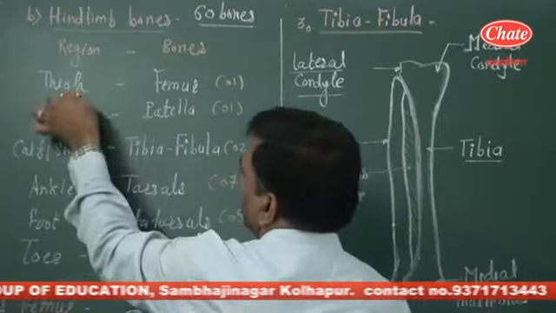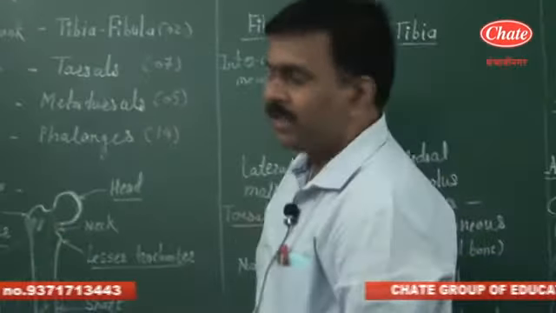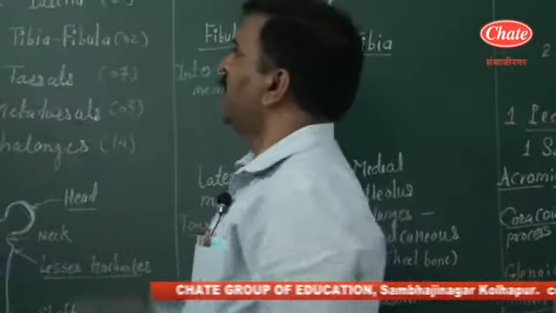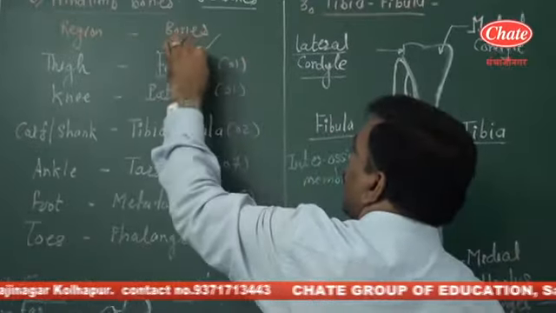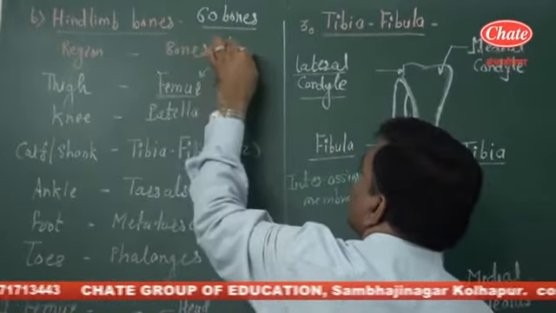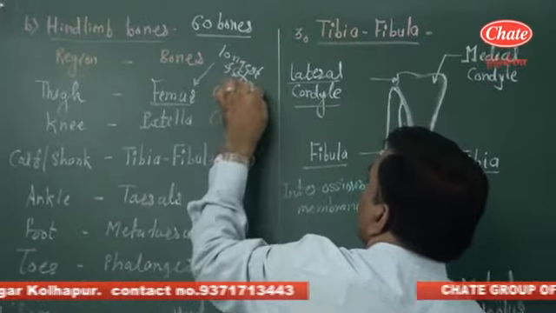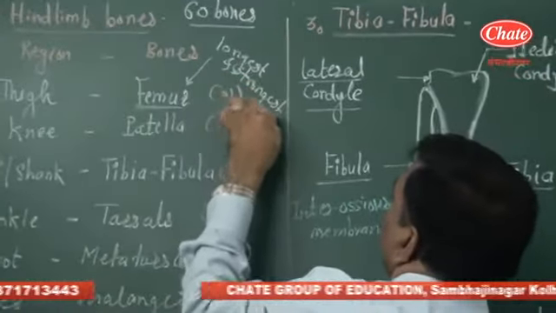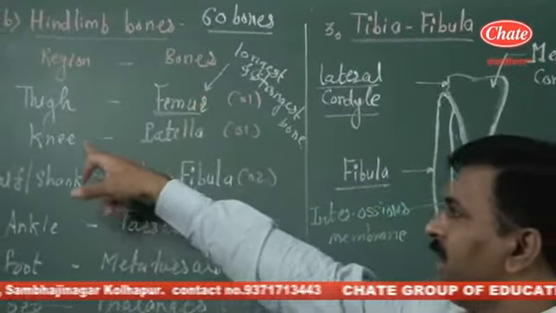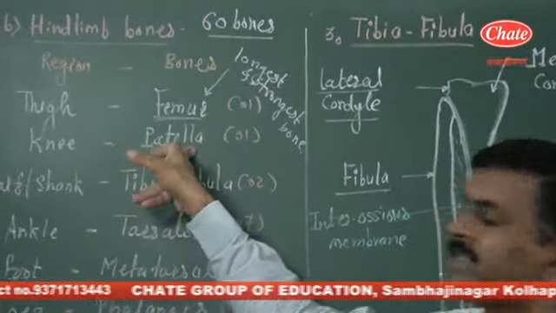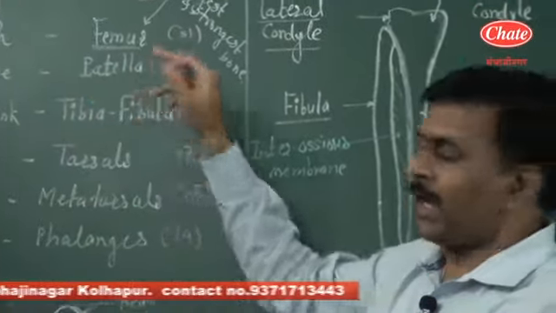First region, that is the thigh. The thigh is the region that lies between the hip and the knee. It is termed the thigh, and the thigh region consists of a single bone termed the femur. You know that the femur is the longest and strongest bone of our body. Then in the knee region we can observe a single sesamoid bone termed the patella. It is also termed the kneecap.